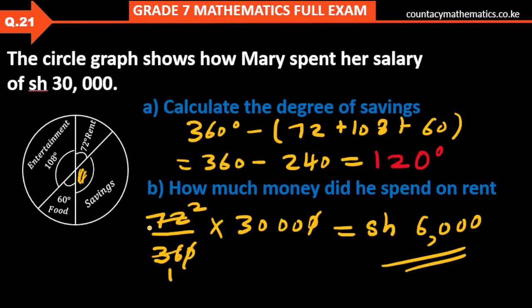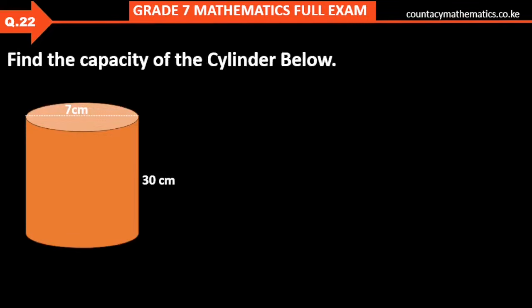But the most important thing to remember as you tackle this question is that the total number of degrees here add up to 360 degrees, and then be a bit careful as you work out the calculations for this. Let's move on to our final question.